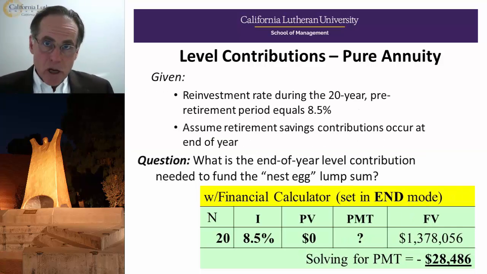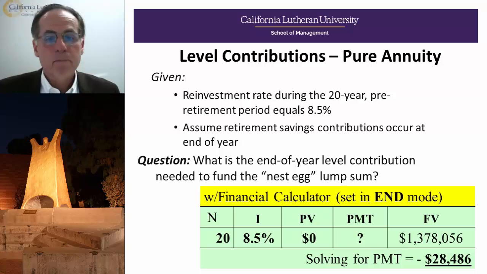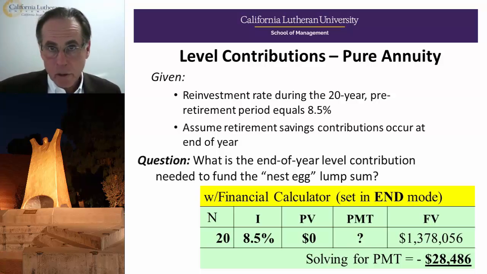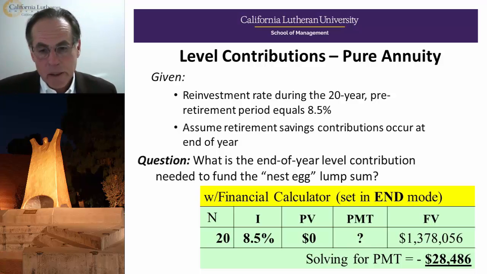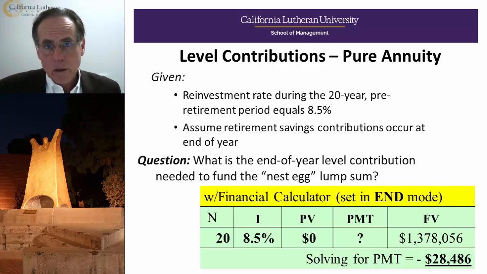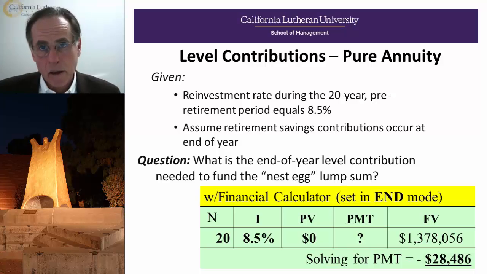Solving for the level contributions that will be made in these 20 years up to the retirement date, we're going to input N as 20. That's the number of pre-retirement periods. The reinvestment assumption is 8.5%. Assuming zero is saved currently and you need that nest egg of $1,378,056, it would require an annual end of period contribution of $28,486. And notice that in this case, the calculator was set to end mode, again being conservative. Less time for compounding. So the idea is that the client makes the contribution but does so at the end of each year.